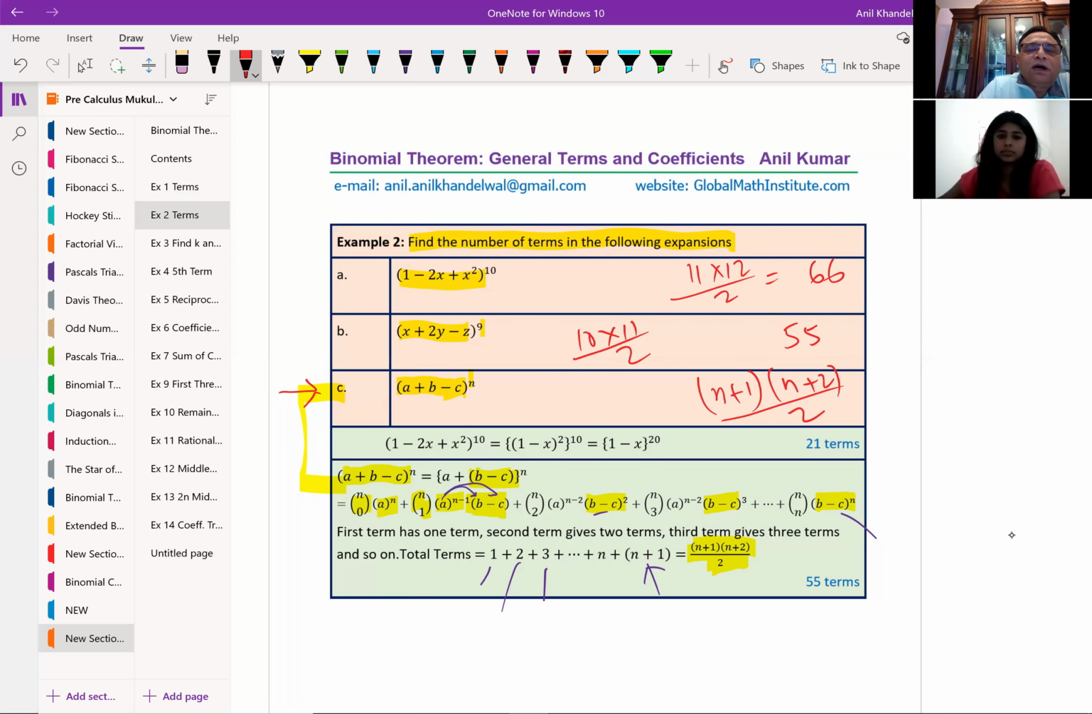Now, the reason I started in this fashion is what I'm trying to explain now. See this: 1 minus 2x plus x squared actually is a perfect square. I could write this as 1 minus x whole square to the power of 10, right?